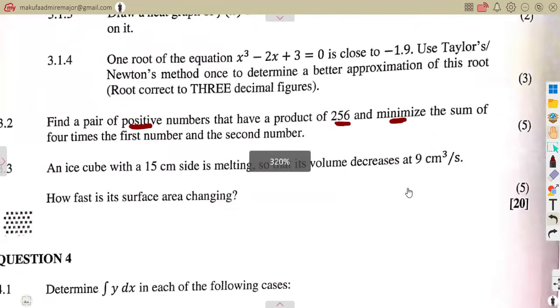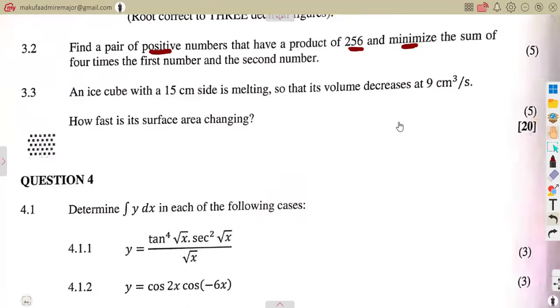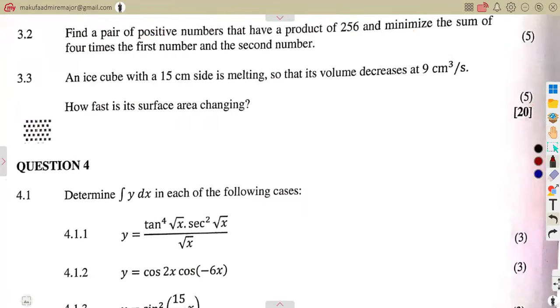All right. Then on 1.3, we are given another application, where you need to apply the information that you're given there. 3.3, we're given an ice cube with 15 centimeter side. That's a cube. All the sides are the same. It is melting so that its volume decreases at this rate. How fast is its surface area changing?